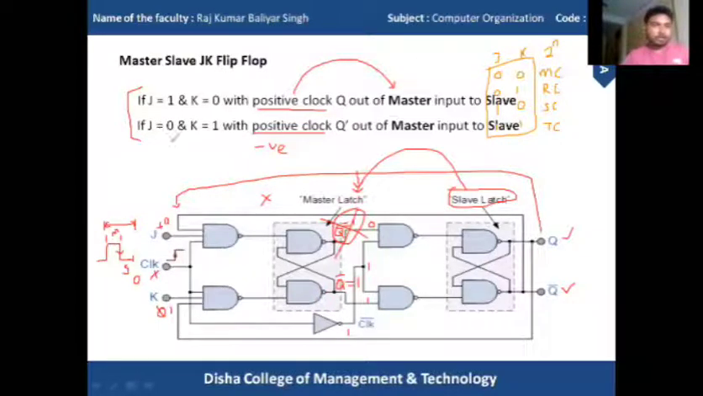When J equals 0 and K equals 0, it is called the memory state. That means when J equals 0 and K equals 0, the master is in memory state when the clock is high, and then the slave will be in memory state when the clock is low. The similar case is when J equals 1 and K equals 1: both flip-flops toggle, but the master will toggle on the positive clock cycle and the slave will toggle on the negative clock cycle. We can collect the data from here also.